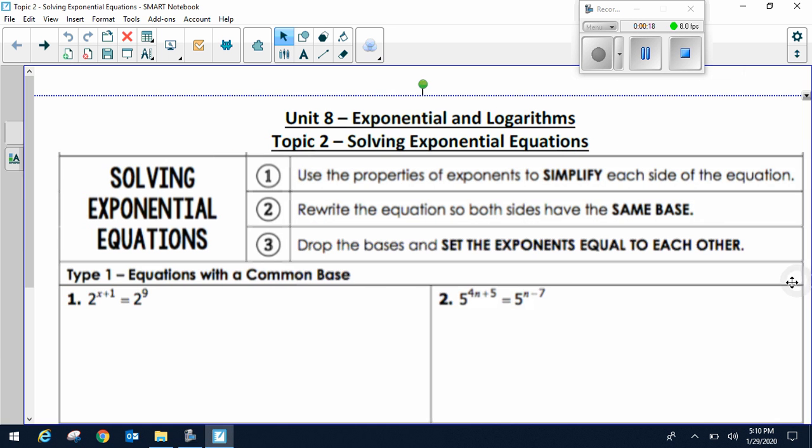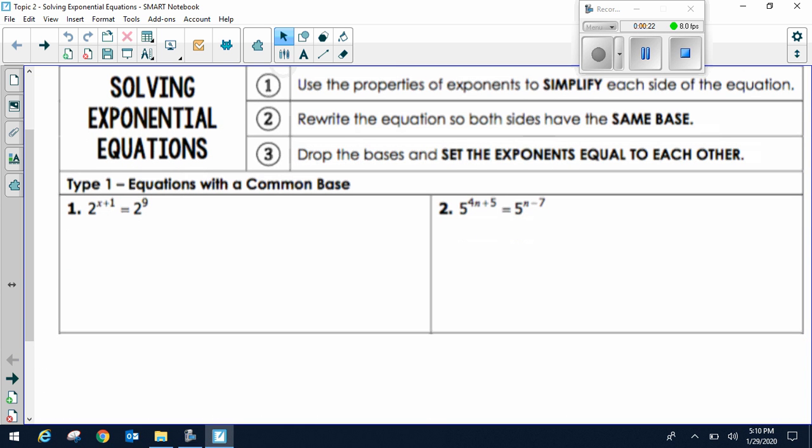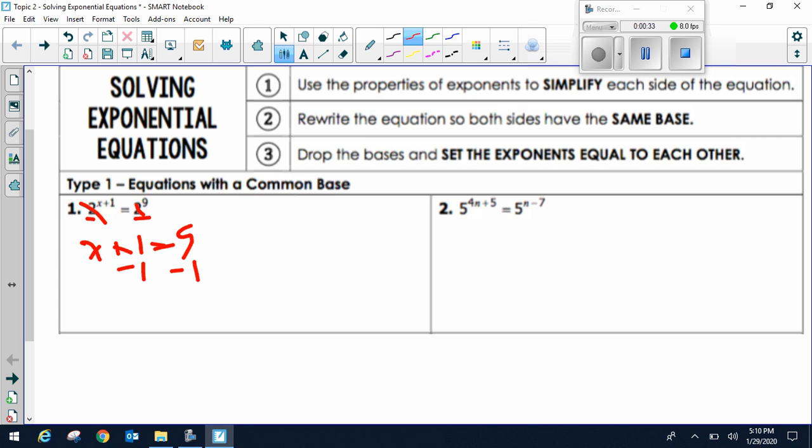So for this one, you can see that the bases are the same. They both have a base of 2. And because of that, you can just drop those bases and just set the exponents equal to each other. So x plus 1 equals 9. So in this case, x would equal 8.